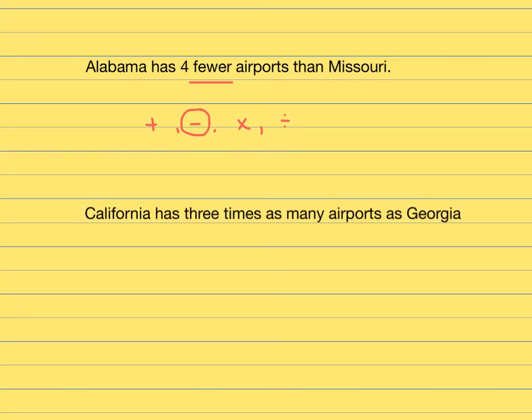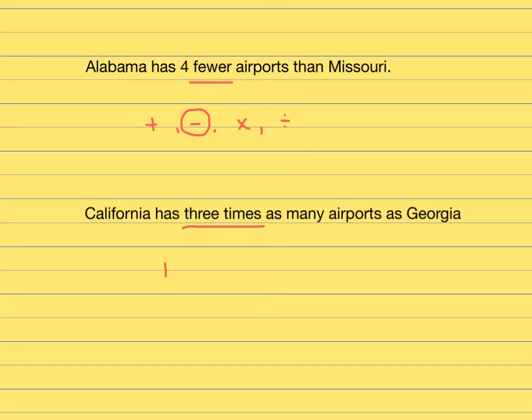Our next example says California has 3 times as many airports as Georgia. So looking back at our last lesson when we are creating variables, we still need to know what operation to use as our variable. We don't know how many airports California has or Georgia, but we know that California has 3 times as many airports as Georgia. So when I look for my key vocabulary word, I'm going to underline 3 times.